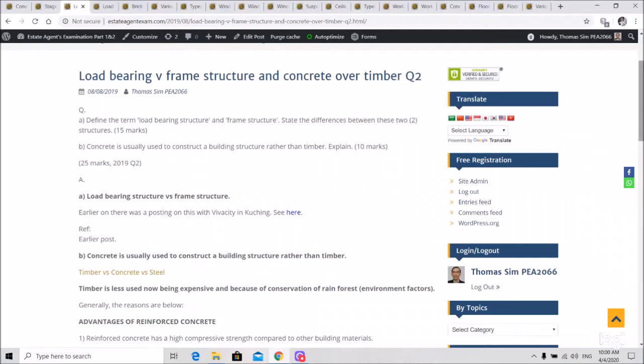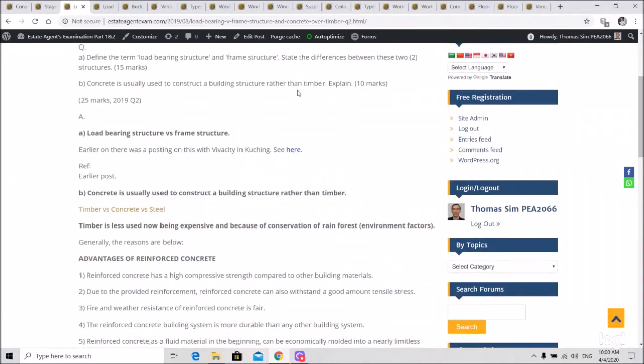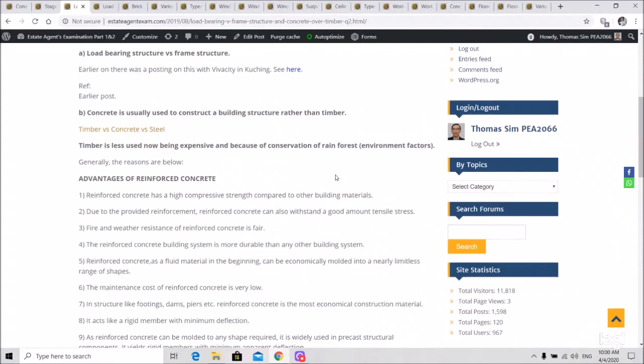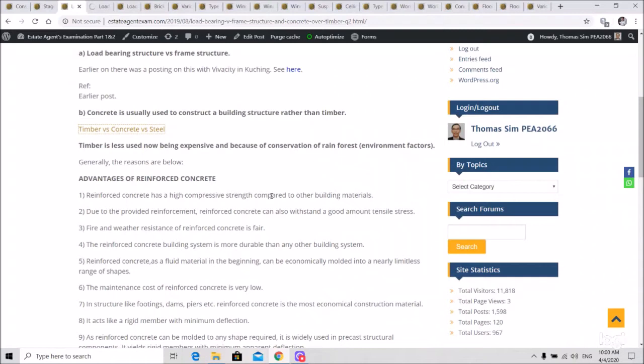So this type of question came out a few times. In fact, not just comparing concrete to timber, but comparing concrete to steel and steel to timber. So there are advantages and disadvantages of this type of material, whether it's on steel or timber or concrete. There is always this reading that you need to do. So here we have one reading, which are timber versus concrete versus steel. So this particular reading, in fact, has a very comprehensive comparison between the three types of material.